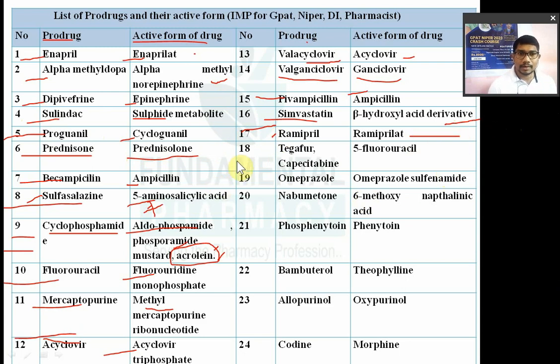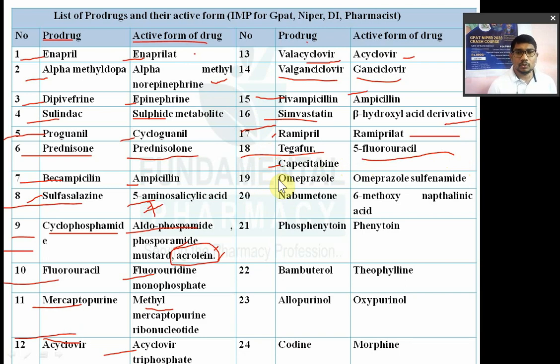Then another example, Tegafur. Tegafur is a drug. Then capecitabine. Tegafur is an anti-cancer drug. Capecitabine is again an anti-cancer drug. So Tegafur, capecitabine, both are converted into active metabolite known as fluorouracil. So 5-fluorouracil is the active metabolite of Tegafur and capecitabine. Tegafur and capecitabine, they are the prodrugs.